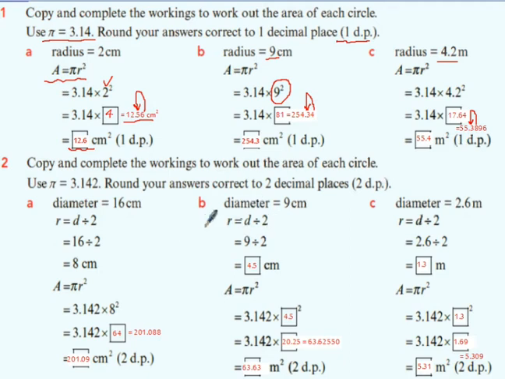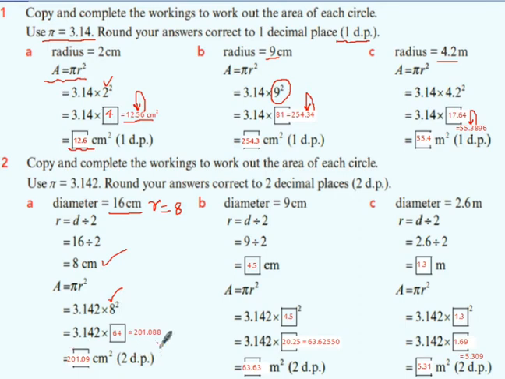Now they are asking to find the area when the diameter is given. So with diameter, you have to find the radius. Your radius will become half of the diameter, which is 8. And then pi r square means 8 square, which is 64. When you multiply you get 201.088.